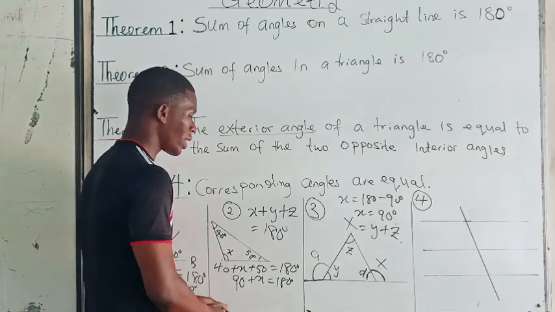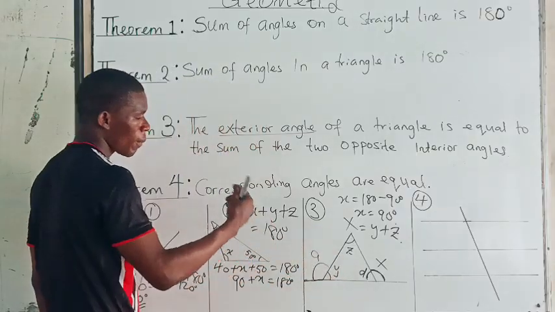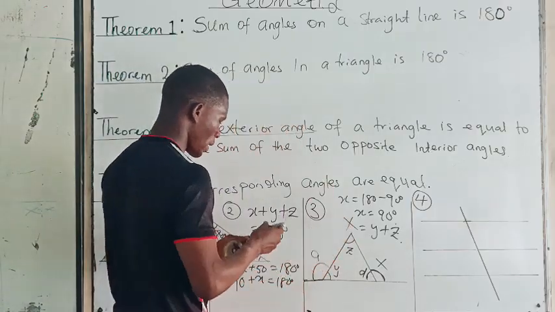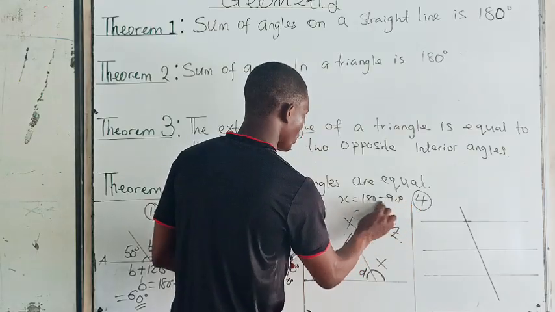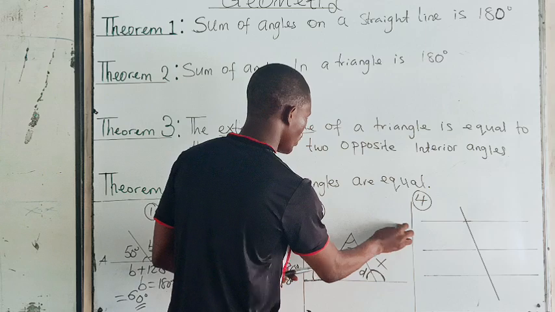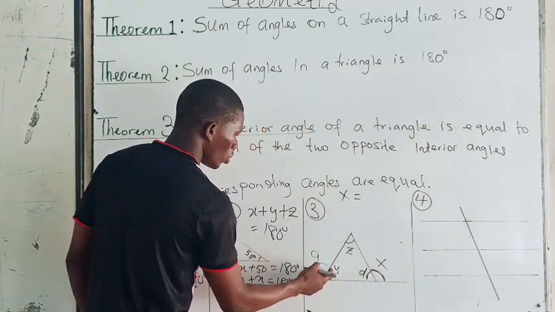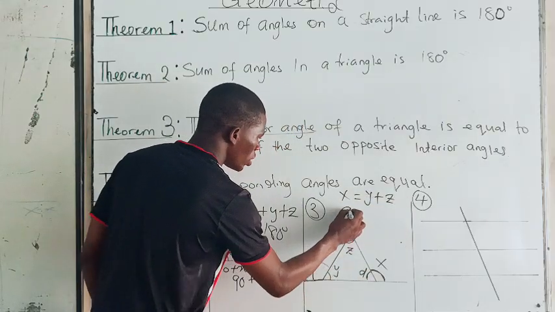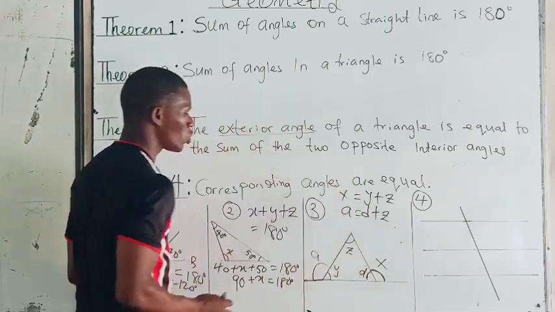So that explains that. So that means, according to what we have here, this is A. Now Z and D will be the opposite interior angles to A. So that means we can write that, let me clean this piece. So I wrote X equals Y plus Z, right? Then I can also write A equals D plus Z. This is what the law is talking about.